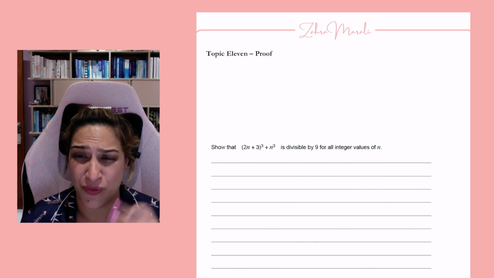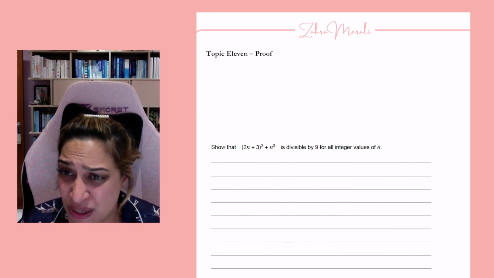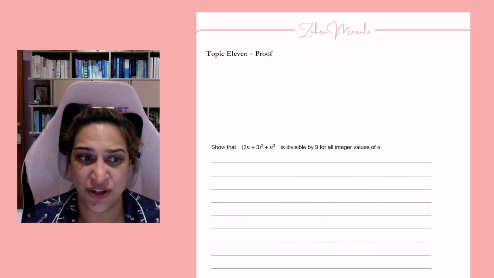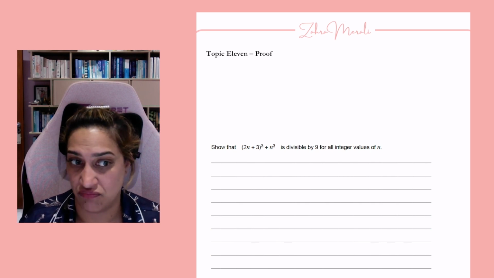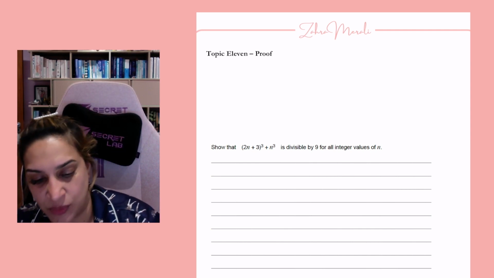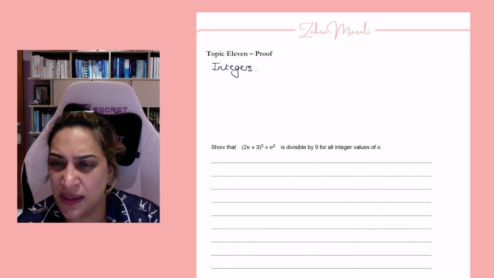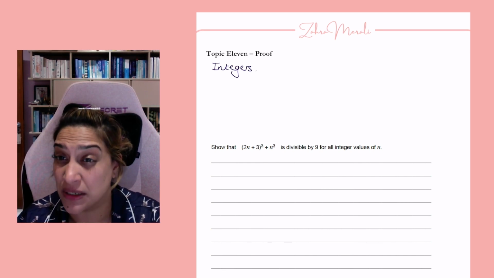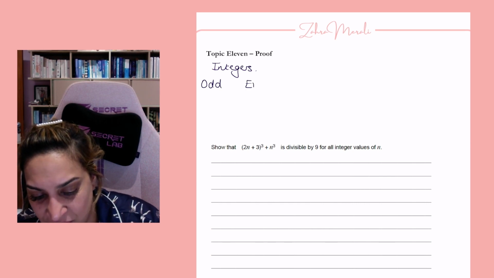Okay, proof. Everybody doesn't like this, but it's a really nice topic. You just need to know a few rules. So first of all, you need to know what an integer is. An integer is a whole number. So you may have to deal with integers. You may have to deal with natural numbers, which are counting numbers. And at that point, you can think about odd and even numbers.